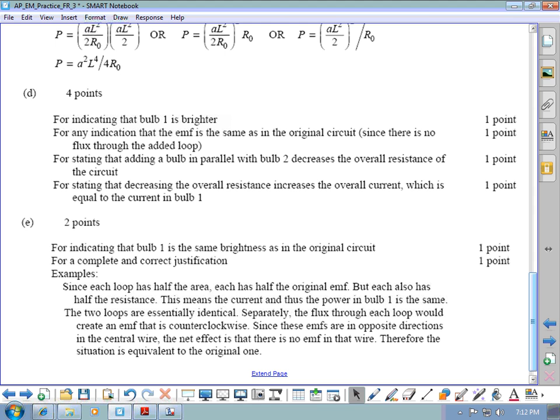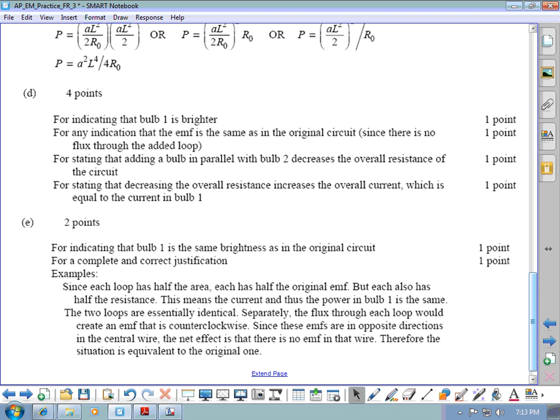For part D, the conceptual part, indicating that bulb 1 was brighter was 1 point. Even if all you did was guess, you got 1 point. For any indication that the EMF is the same as the original circuit, since there's no flux through the added loop, that was 1 point. For stating that adding the bulb in parallel with bulb 2 decreases the overall resistance of the circuit, that was 1 point. And then saying that less overall resistance means the total current is bigger, which is the current through bulb 1, that was the final point.